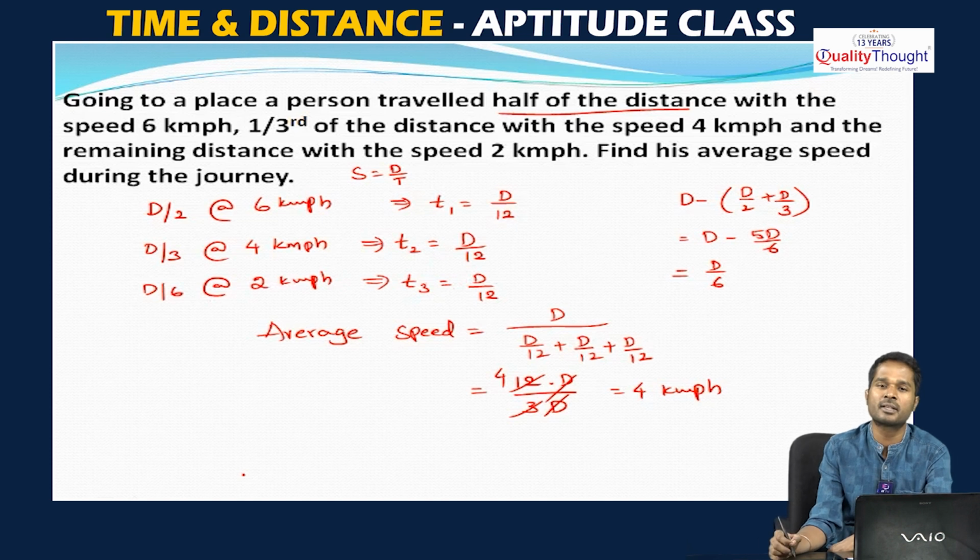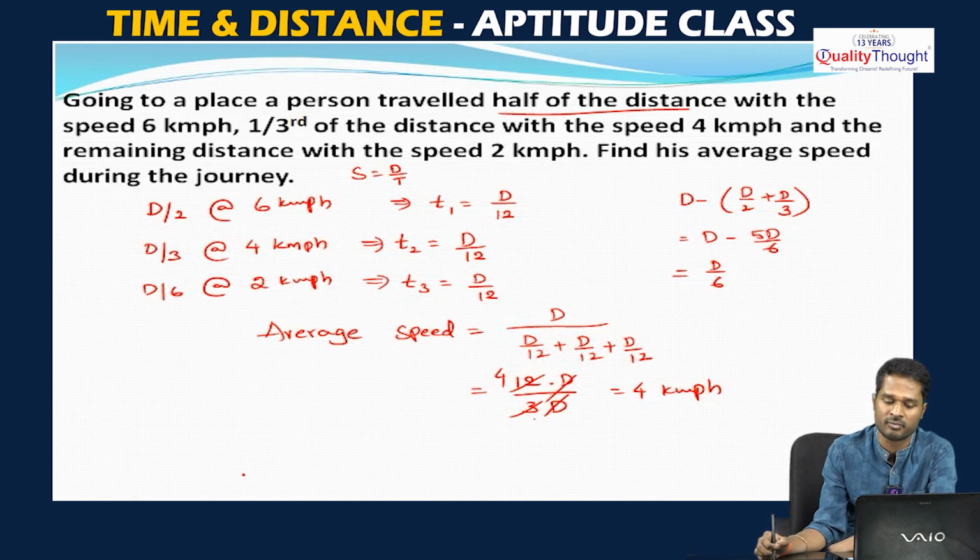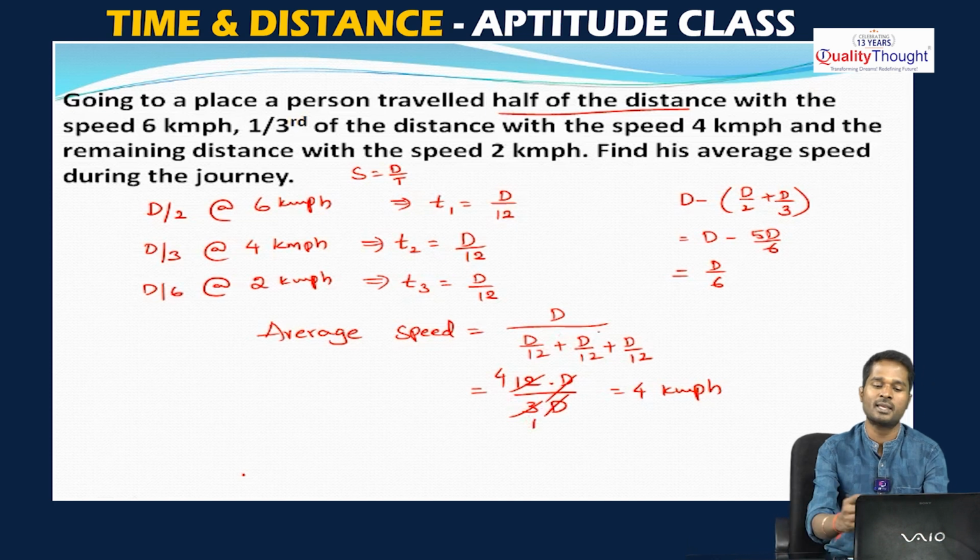So average speed is nothing but total distance travelled by total time taken. Total distance is d, total time t1 plus t2 plus t3. So this is like fractions, 3d by 12. Take the 12 up, it is 12 d by 3 into d, d will cancel, 3 1s are 3, 4s are 4. So his average speed during this whole journey is 4 kilometers per hour.